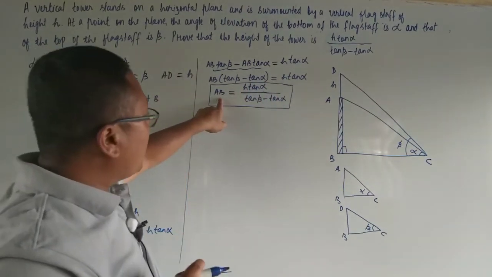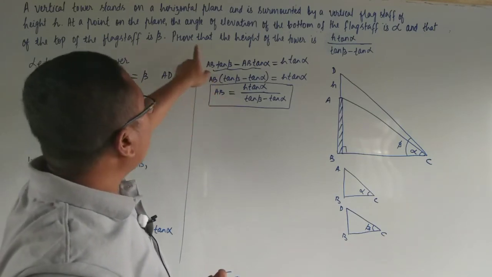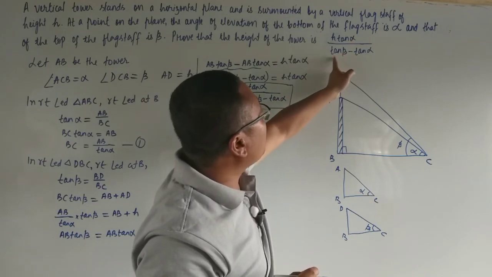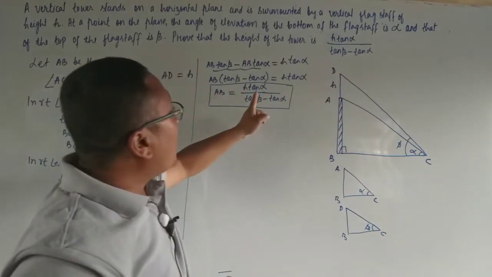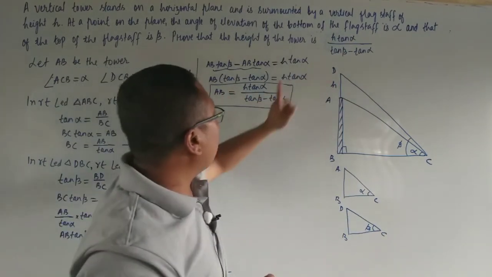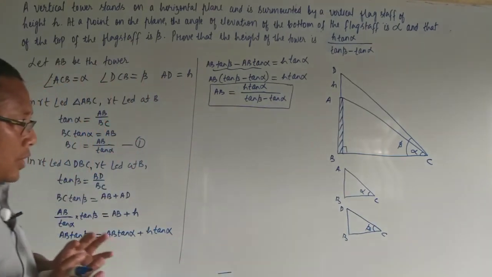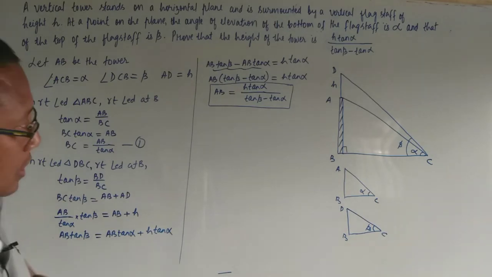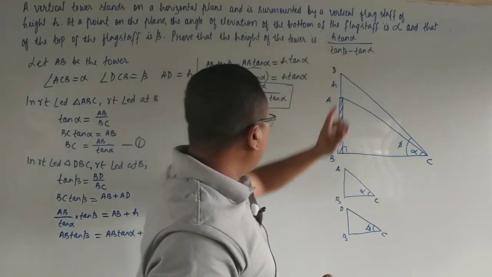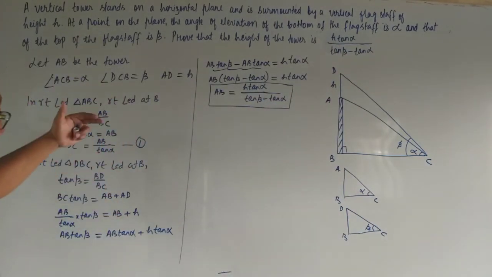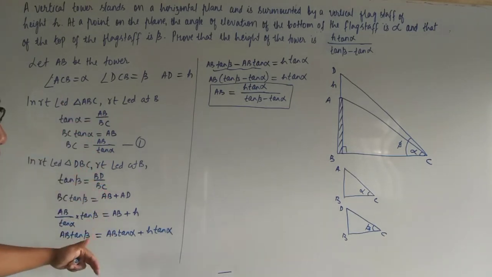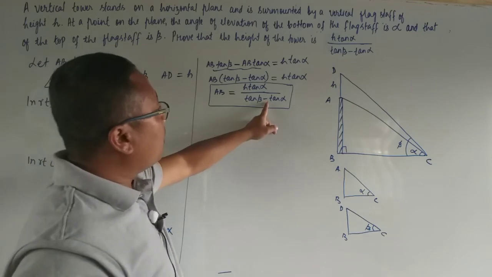So AB, which is the height of the tower, and if you look at the question, it says prove that the height of the tower is h tan alpha by tan beta minus tan alpha. So we get exactly what we need. So when it comes to solving this type of question, we have the answer in the question itself. We need to bring this. In case along the process, if you get any step wrong, you will never get this value.